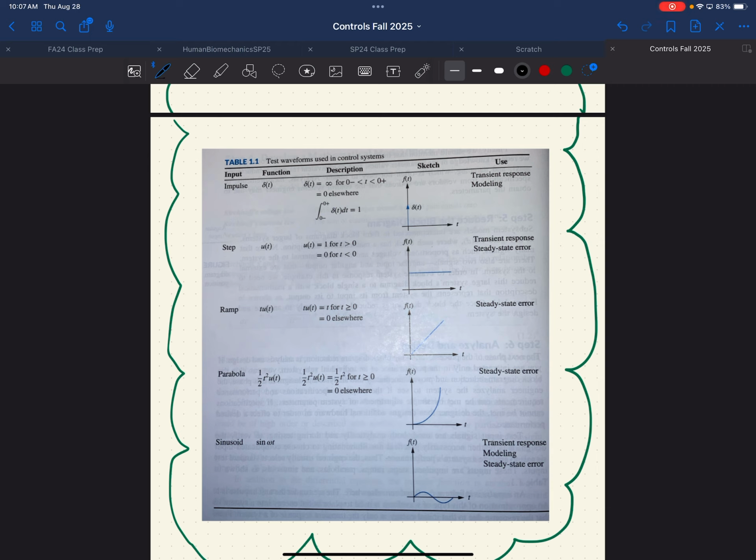Wouldn't the parabola and sinusoid be continuous at 0? It can be. It's not that all of these are completely discontinuous, but yep.